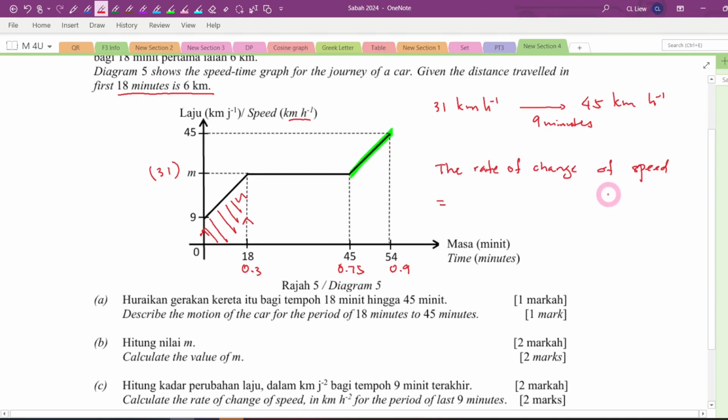The rate of change of speed is equal to 45 minus 31, divided by, this is in kilometer per hour, and here needs to be in hour also because we want kilometer per hour square. If let's say you did not convert all this into hours at the beginning, you can just do it this way: 54 minus 45, which is equal to 9. You can just write 9, but this is in minutes, so you need to divide this by 60. You also can write it this way, 9 divided by 60. Okay, now just press your calculator.